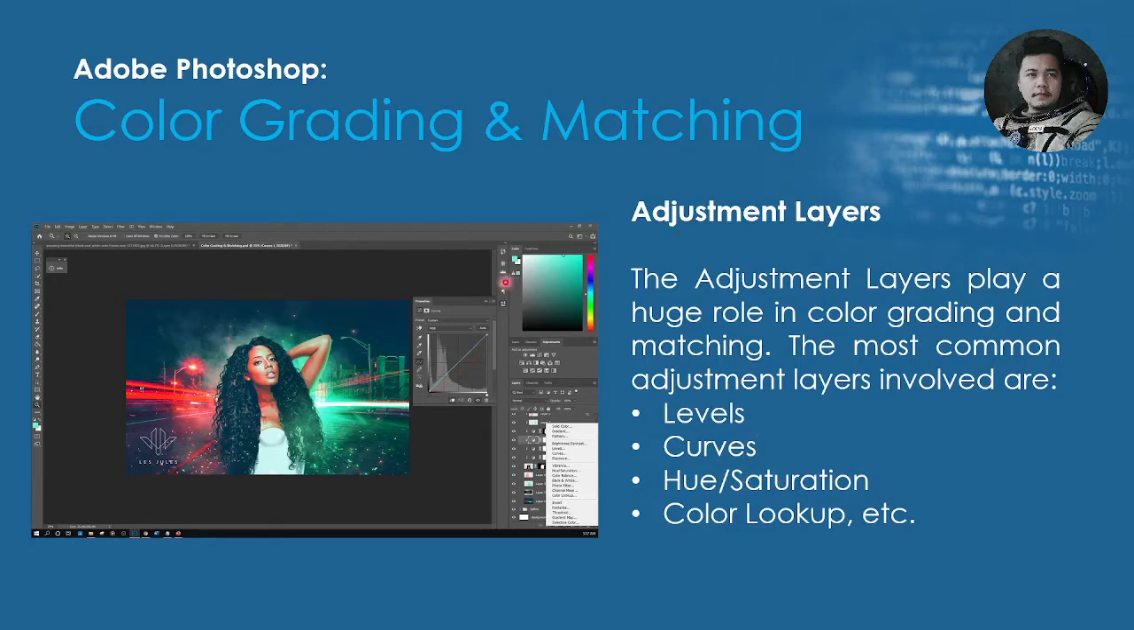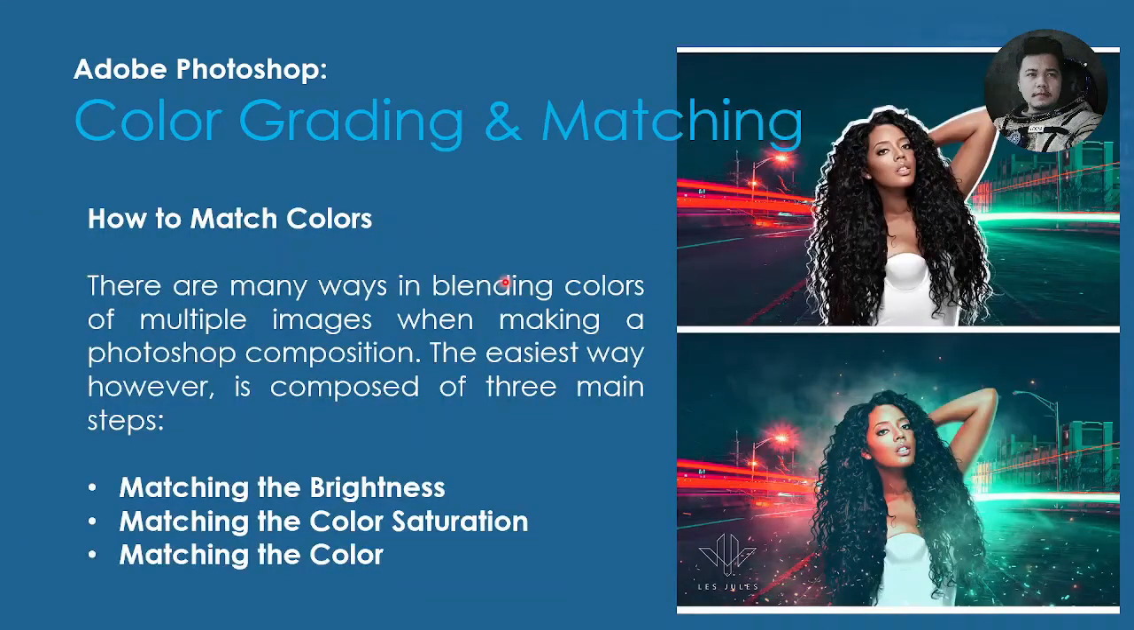There are different steps. There are many ways of color matching, but here are some of the steps that I personally use when doing composition. There are many ways in blending colors of multiple images when making a composition. The easiest way, however, is composed of three main steps. Of course, this does not limit only to these three steps, but in my case, what I usually do are these three, and of course, you can add more if you desire. The first one is matching the brightness. Second is matching the color saturation, and lastly, matching the color.